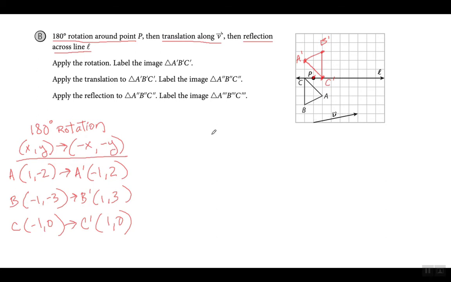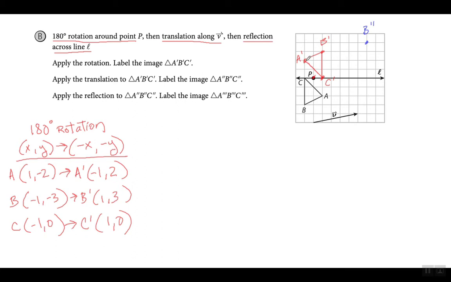So I'm going to do that to all 3 of my points. Let's start with B prime. 1 unit up and 1, 2, 3, 4, 5 units to the right. And I'm going to write B with 2 apostrophes because that's my second transformation. I'll call it B double prime. I'm pretty sure that's the right term, but I'm not 100% positive.